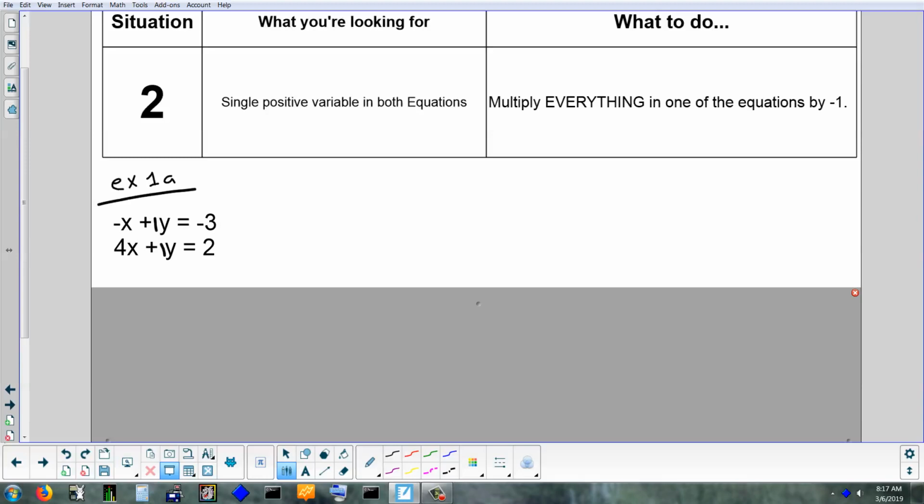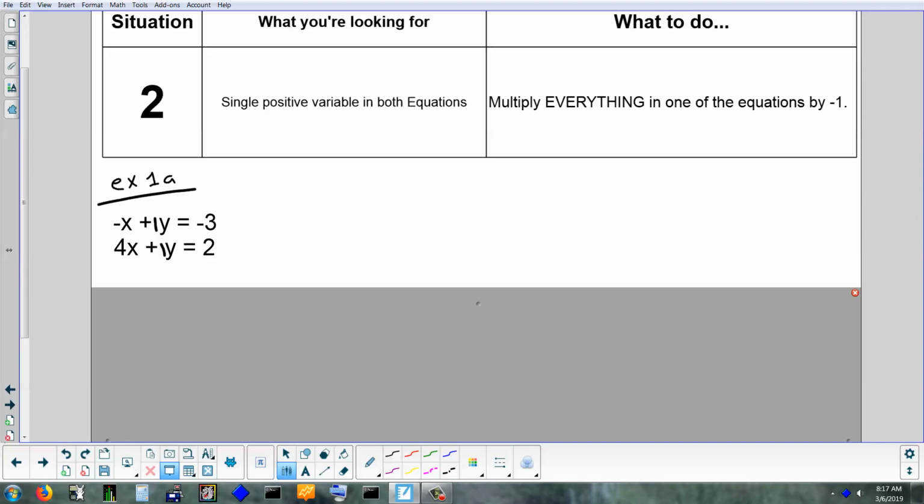I have same letter, positive variable. So what am I supposed to do to one of these equations? What does it say to do? For situation 2. Multiply everything by what? I can't hear you. Multiply one equation by -1. Yes, multiply everything by -1.